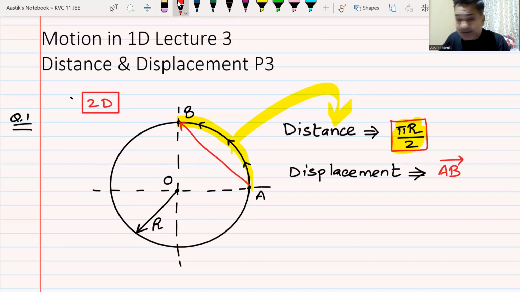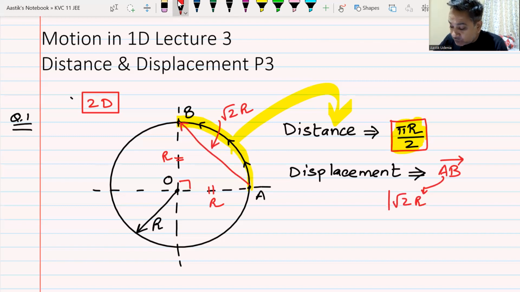Displacement is my AB vector. Now, sir, I will tell you the magnitude of that vector. The magnitude of this vector is the length of this line. How much is the length of this line? This is R, and this is R, and this is Pythagorean theorem. Yes or no? So the hypotenuse becomes the root of R square plus R square. So the magnitude of this displacement becomes root 2R. Do we understand this?